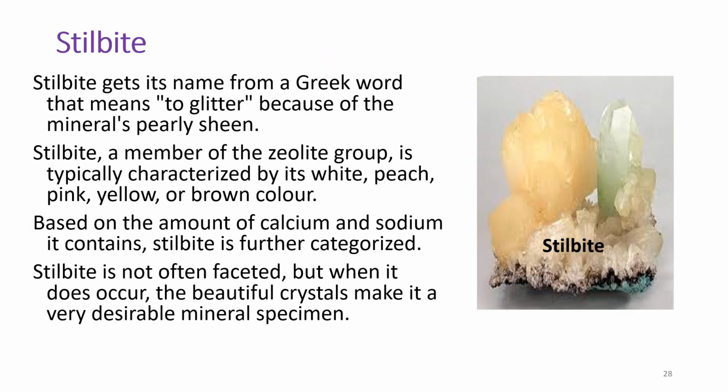Coming to stilbite. Stilbite gets its name from a Greek word that means to glitter, because of the mineral's pearly sheen. Stilbite is a member of the zeolite group. It is typically white, peach, pink, yellow or brown in color, a wide variety of colors. Based on the amount of calcium and sodium, stilbite can be further recognized. Stilbite is not often faceted, but when it does occur, the beautiful crystals make it very desirable as a mineral specimen. It looks very beautiful.